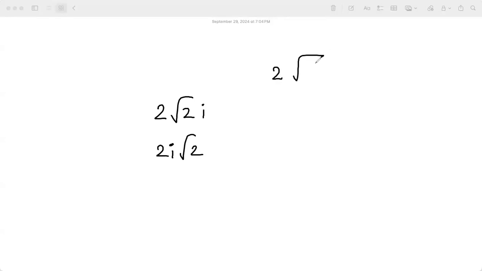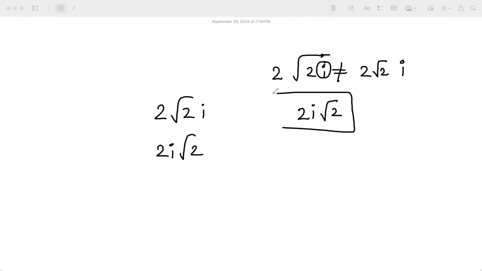Sometimes when you write this, you will write it like this. This is not the same as 2 root 2i. Do you see? The i by mistake came into the square root, right? So for clarity purposes, if you write 2i and root 2, it's so much better. But it's the same thing. Yeah, it's the same thing, 100%. Because it's multiplication. When I write 3 times 4, that's the same as writing 4 times 3, right? Oh yeah, that's true. It's just multiplication, so it's the same.